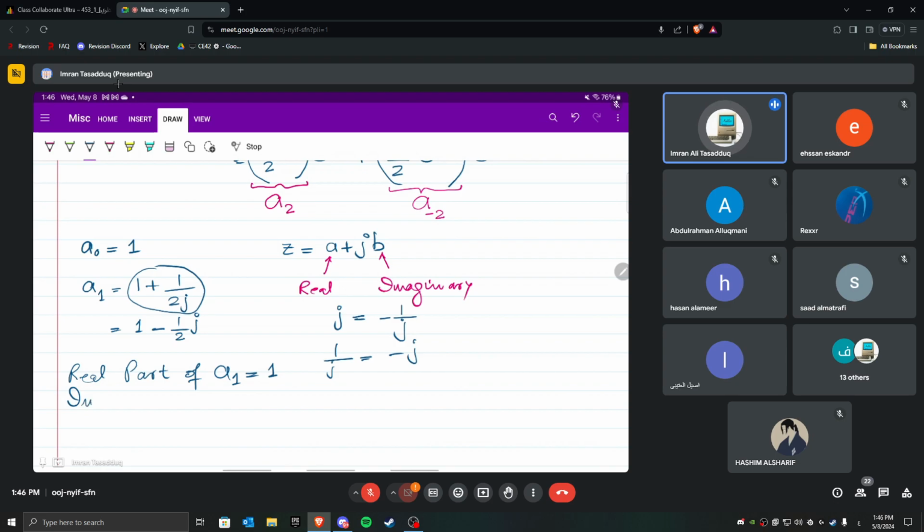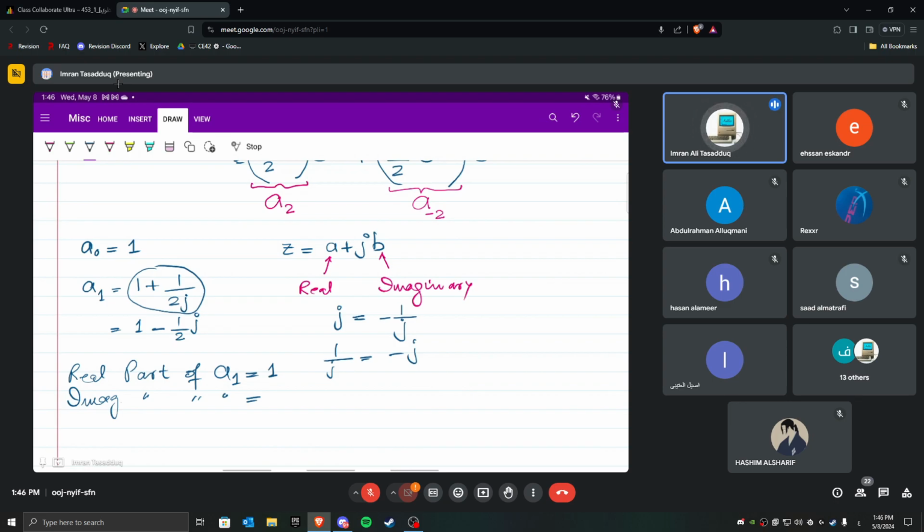Okay, then my next question is, what is the imaginary part of A1? 2? Half? 2 half. Anybody else? Both are wrong. Both are incorrect. Anybody else?